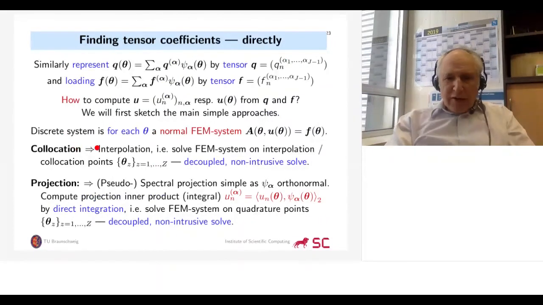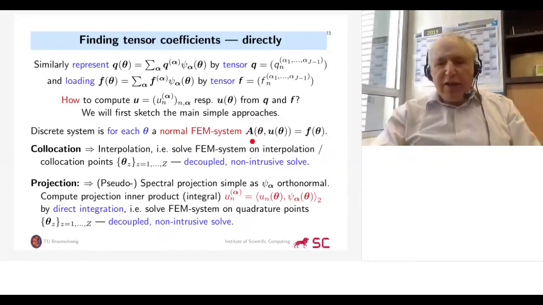Okay. So we'll look at two ways of doing this. Just remember, for each theta, this is a normal FEM system. So the simplest idea is to use collocation or interpolation. Well, let's solve this for a couple of points. Then we get U of theta at these couple of points.